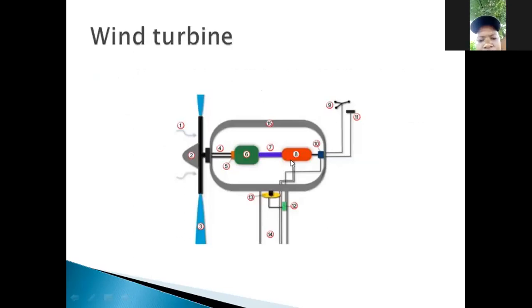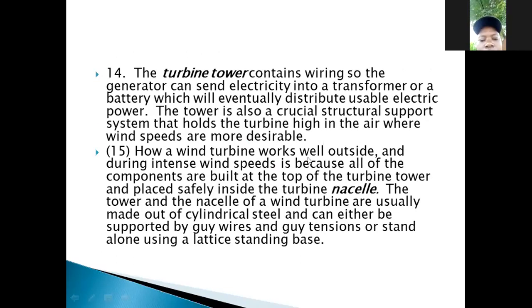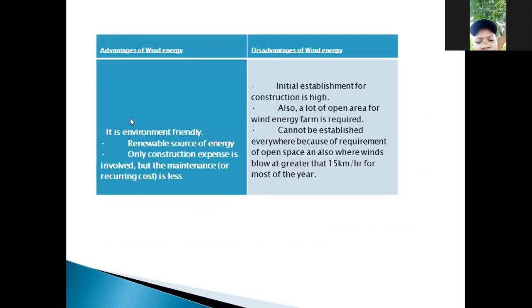We already know the inner workings of a generator, how it converts the mechanical energy into electrical energy. And then you can see number 10 there, or number 14, the turbine tower, which contains the wiring so that the generator can send electrical energy into a transformer. So number 14, I can see it there. Now from this point, we are taking the energy to our transformer for onward electrical transmission.